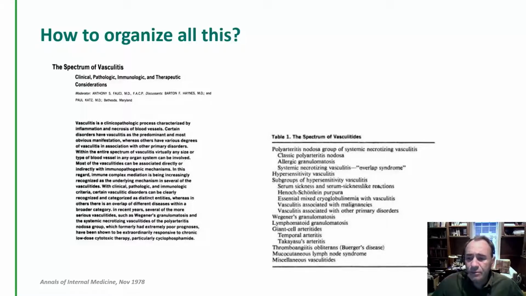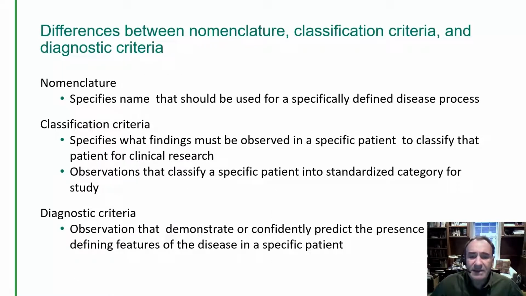So that was the spectrum of vasculitis being described in 1978. Now, then you get into papers that start to pull us apart a bit more. And there are different terms for how they do this. So I want to go through very briefly. There are differences between papers describing nomenclature, classification criteria, and diagnostic criteria.